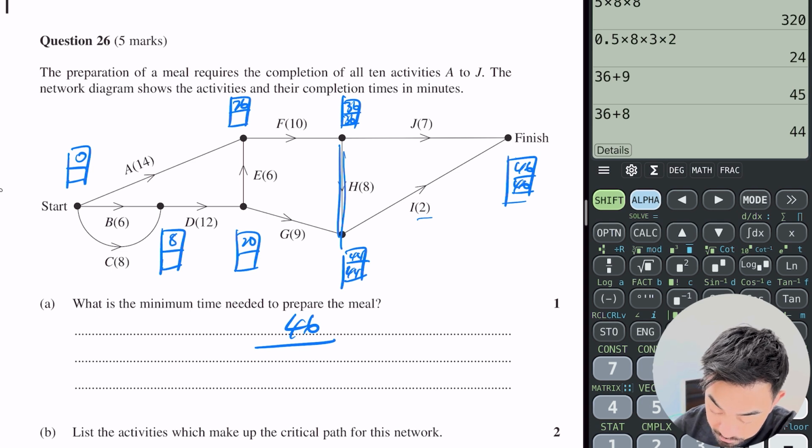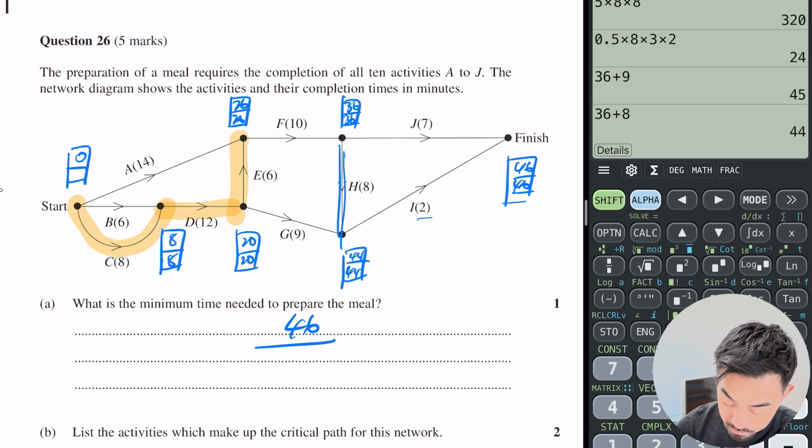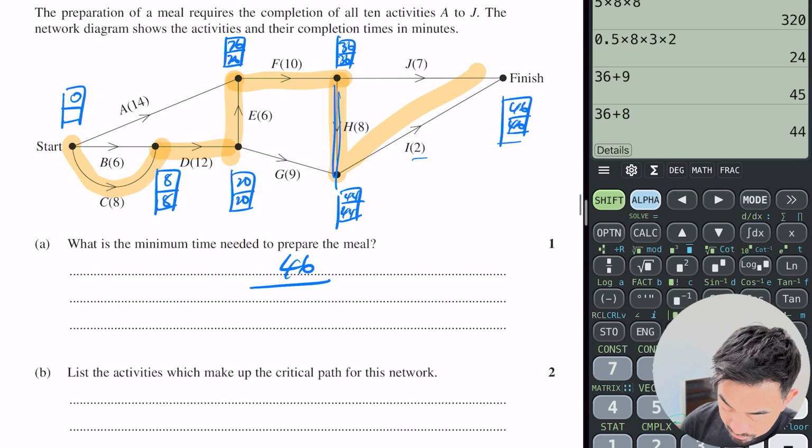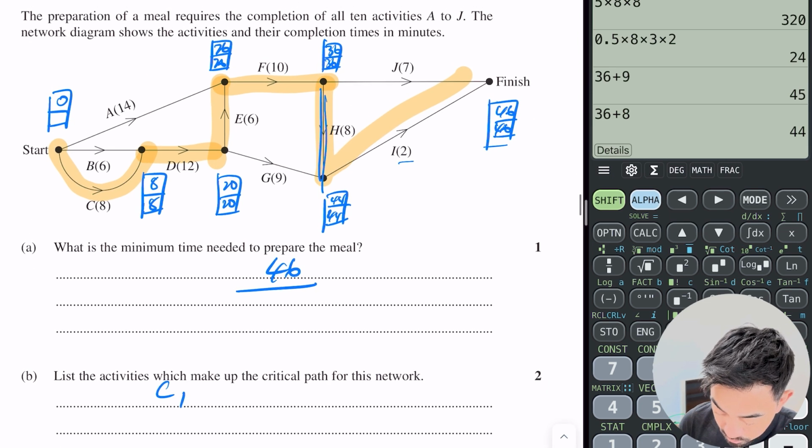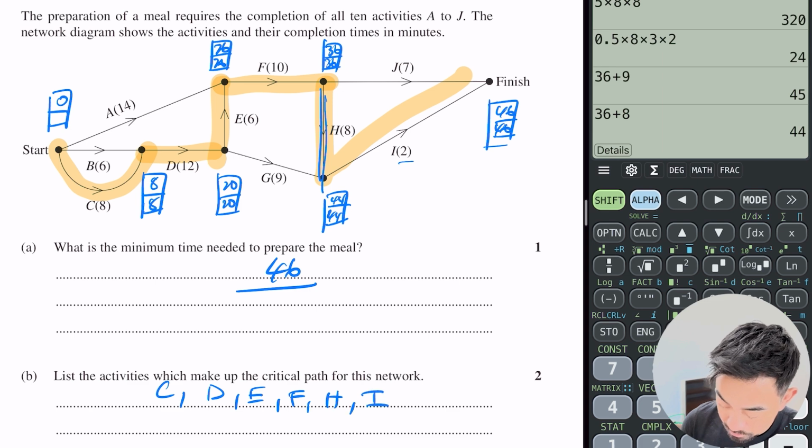Coming back here, you've got 36 minus 10, that's 26. Down here, it's 26 minus 6 is 20. I think that's pretty obvious. So here's the critical path like this. So what's that? That is C, D, E, F, H, and I.